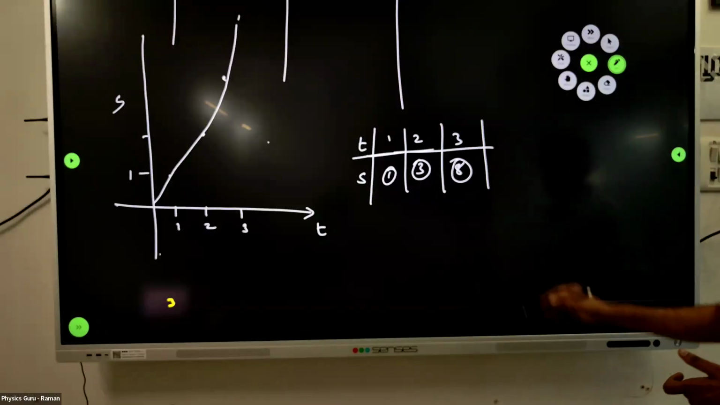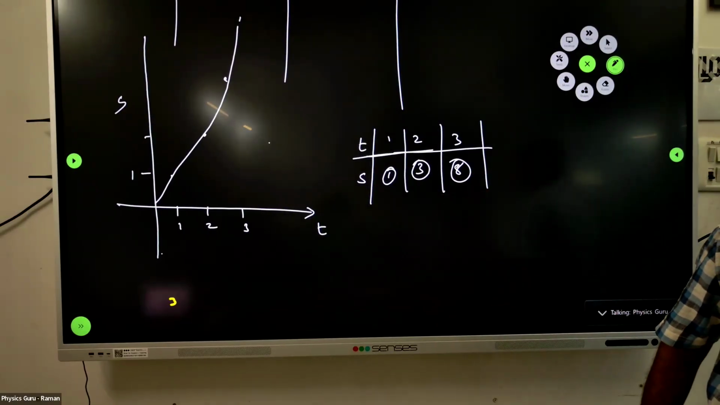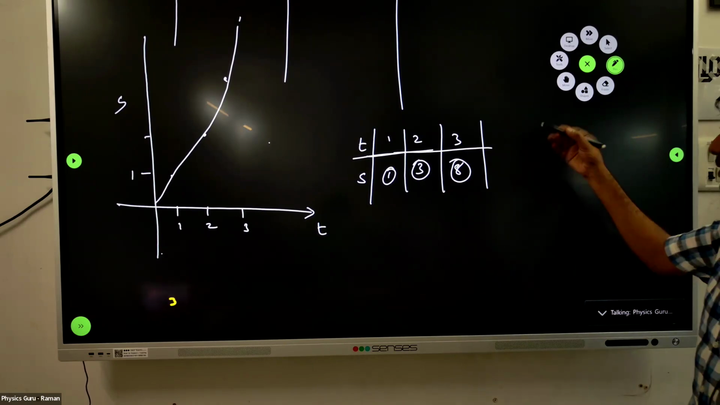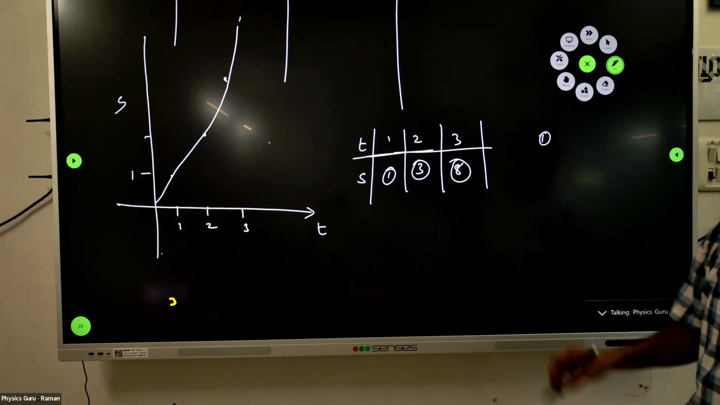Instantaneous displacement, sir. Very good. These displacements are generally called what? Instantaneous displacement. Got it? The first kind of displacement is instantaneous.